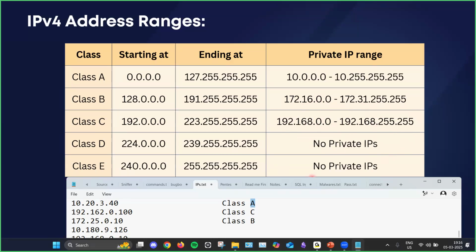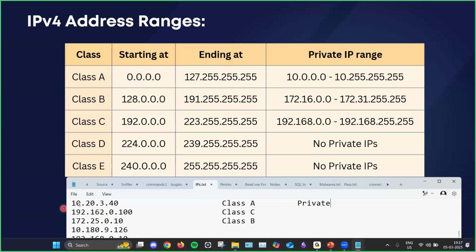So here, the first IP we have is 10.20.3.40. Okay. The first octet is 10, and all the other octets can be anything from 0 to 255. So therefore, this is a private IP. It's falling in this range. Therefore, it's a private IP. If it were falling outside that range, it's a public IP.